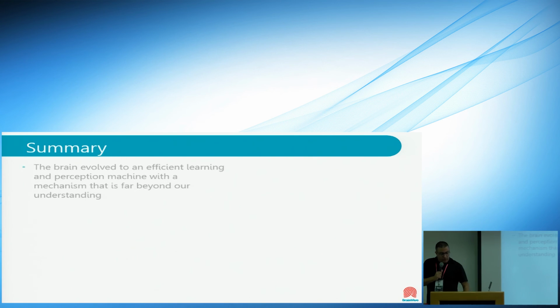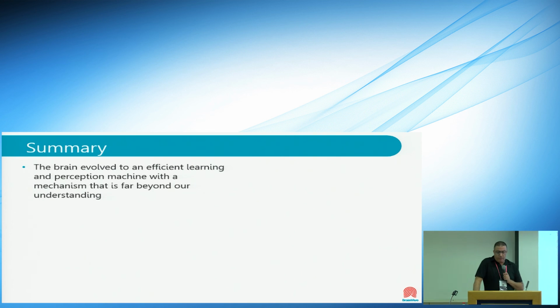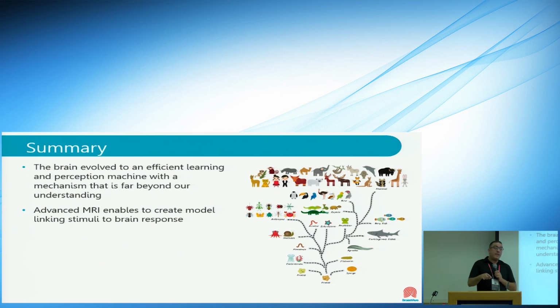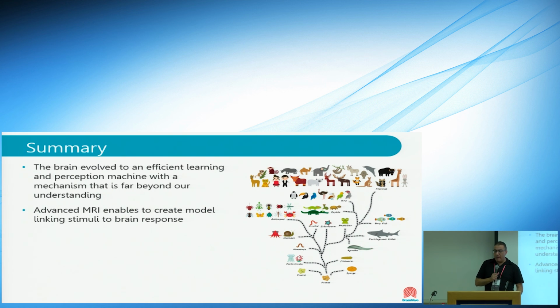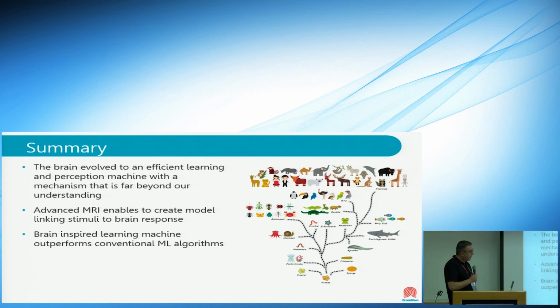So to summarize, our brain evolved through millions of years to be an efficient learning and perception machine with mechanisms that are far beyond our understanding, and maybe we will not be able to understand it in the end. But it doesn't mean that we can't image it and model it. So through advanced MRI, we are now able to create a model that links stimuli to brain response. And through that, we can use this brain avatar, this digital brain, to perform AI tasks, judgment tasks.